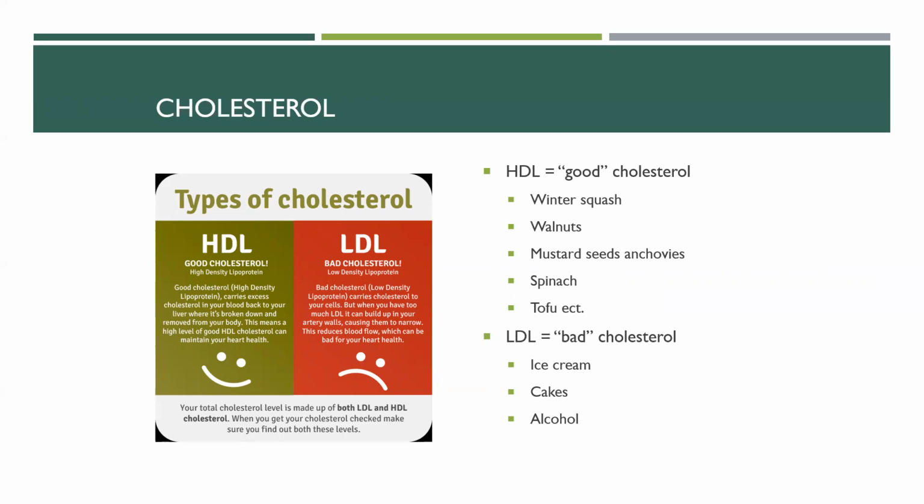Bad cholesterol is your low density lipoproteins. Bad cholesterol carries cholesterol to your cells, but when you have too many LDLs, it can build up in your artery walls, causing them to narrow. This reduces blood flow, which can be bad for your health. I put on some examples of food because you really want to get into the habit of knowing which foods are good for what. So HDLs are your good cholesterol. So that's things like winter squash, walnuts, spinach, tofu, all those kinds of things that you want to eat. Bad cholesterol are things like ice cream, cakes, and alcohol.